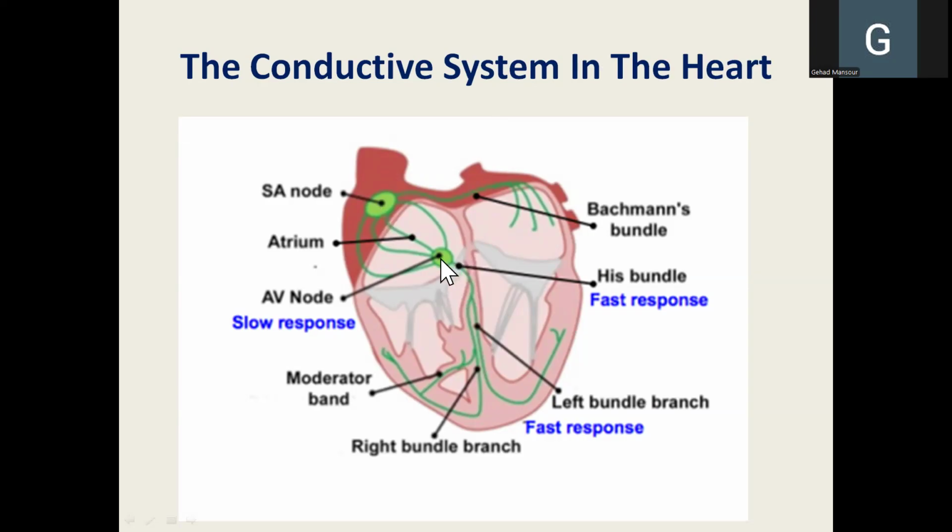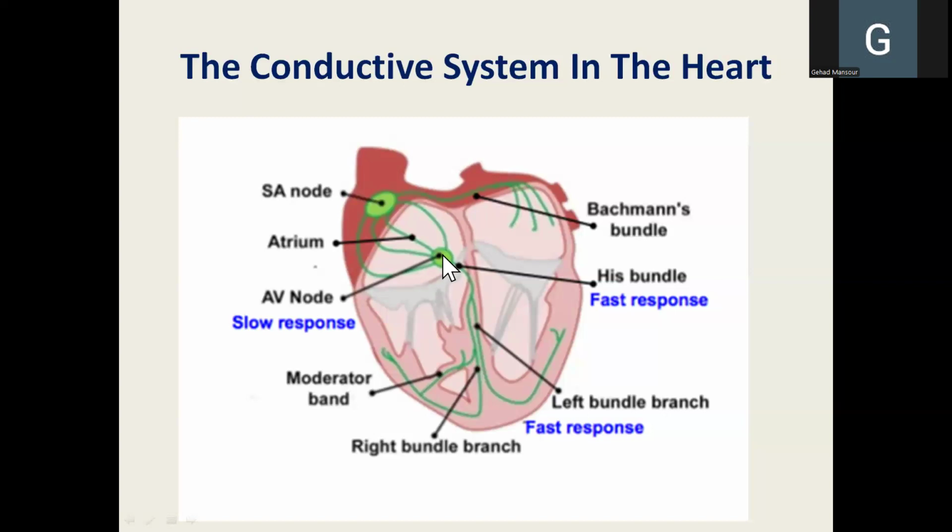Why? Because it's true that the AV node can generate its own electric impulses, but at a slower rate, which is 40 to 60 beats per minute, which is usually not enough to support the pumping action of the heart. So what are the functions of the AV node?